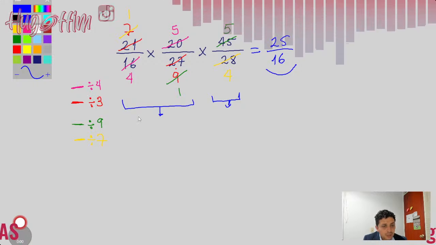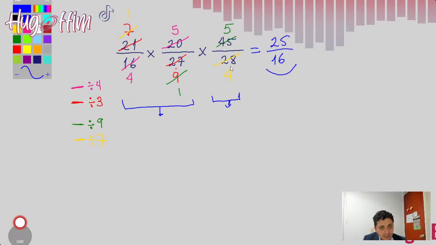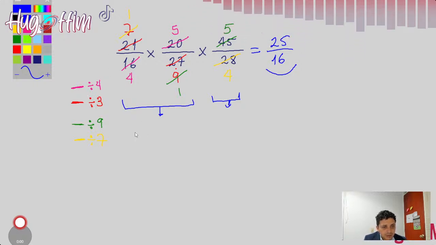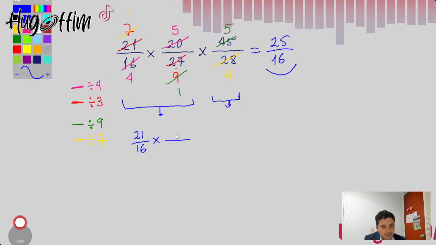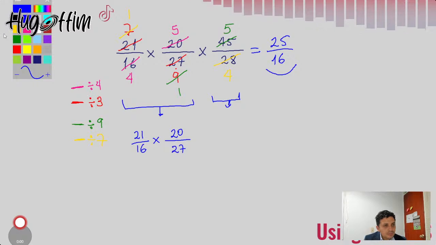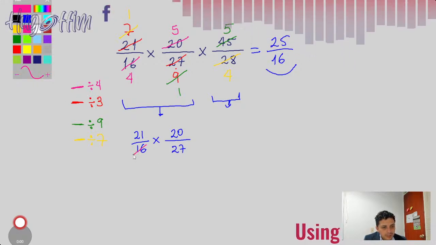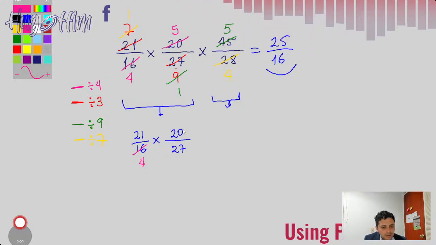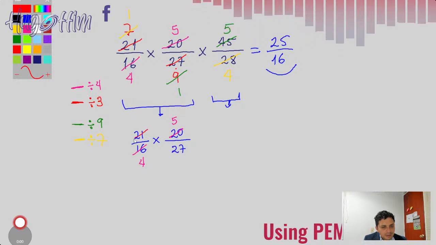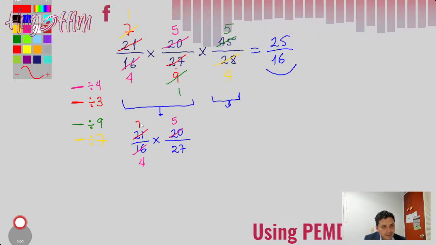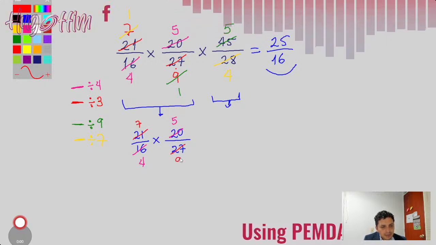Look, I'm gonna do it this way. First multiplying these two fractions and then multiplying by this one. So 21 over 16 times 20 over 27. So I'm going to divide by common factors. Divide by 4. 16 divided by 4, 4. 20 divided by 4, 5. Divide by 3. 21 divided by 3 is 7. 27 divided by 3 is 9.